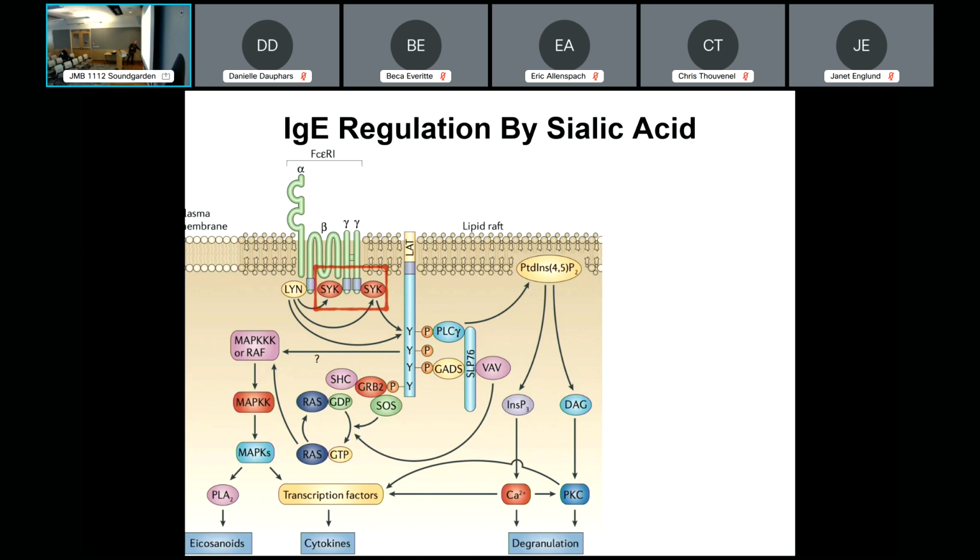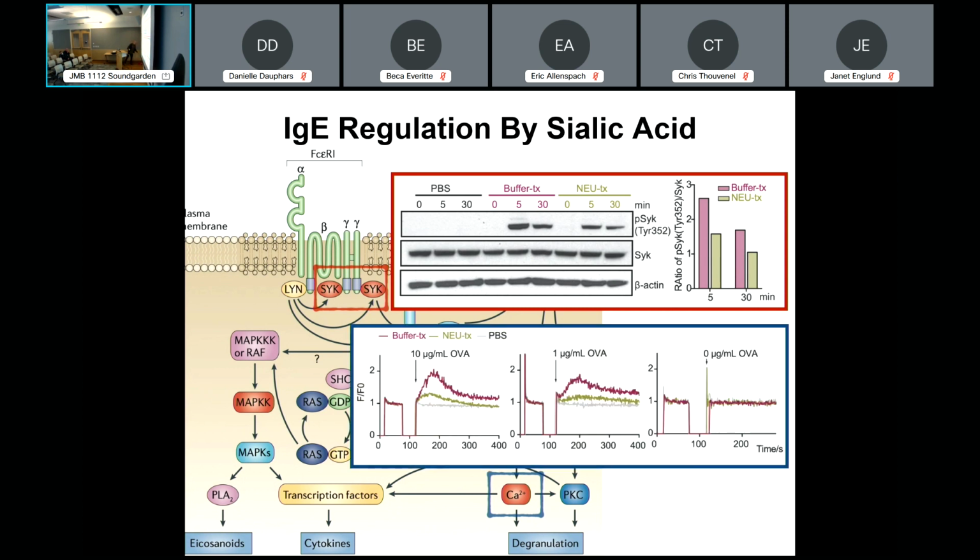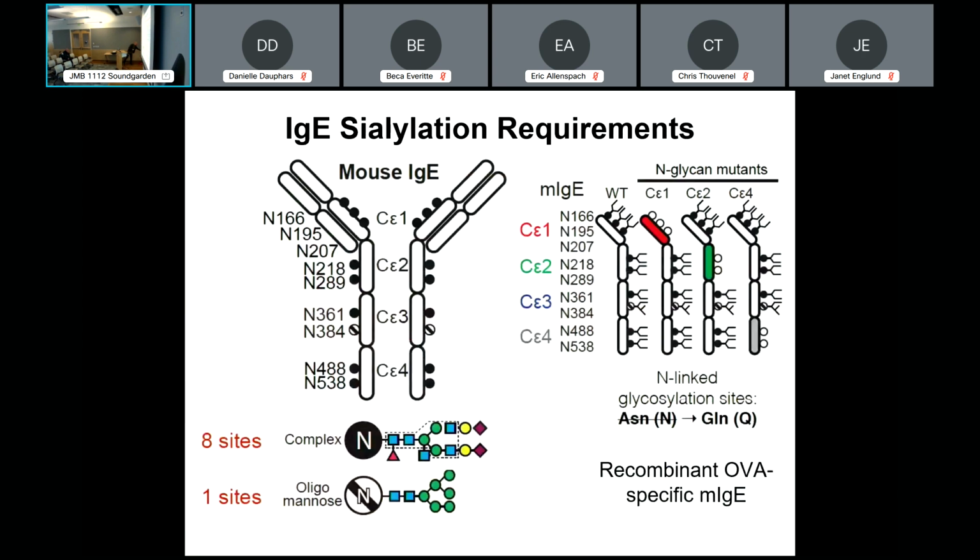So looking at Syk, which is immediately downstream of the high affinity receptor, 5 minutes after cross-linking, you can see in the asialylated preparation there's less phospho-Syk compared to the sialylated controls. And then looking at calcium flux, which is downstream of all of the signaling, you can see there's reduced calcium flux in mast cells that are sensitized with the asialylated preparation compared to those with the sialylated preparation. So there's definitely something inhibiting mast cell degranulation when we put an asialylated IgE on a mast cell.